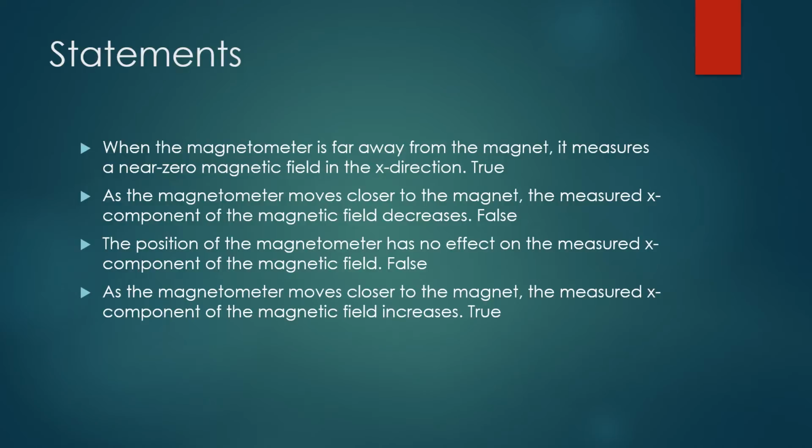Of the four statements shown, only the first and last were shown to be true. During the experiment, when the magnetometer was far from the magnet, the x direction had a near zero magnetic field. Also, when the magnetometer moved closer to the magnet, the magnetic field in the x direction increased.